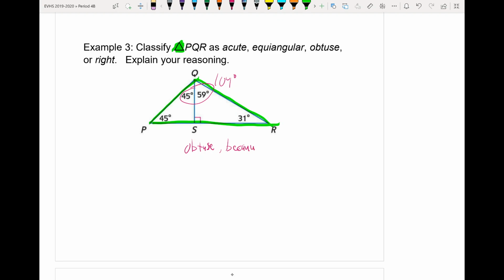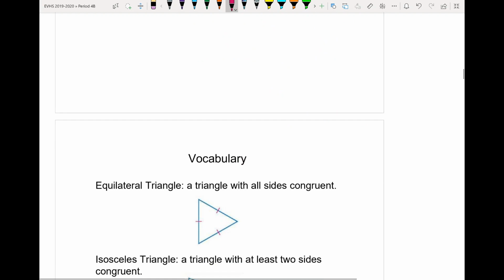Wait, I get lost in how many A's and U's there are. Because angle PQR is obtuse. Yes, it's obtuse, because angle PQR is obtuse. All right, questions so far? No. All right.